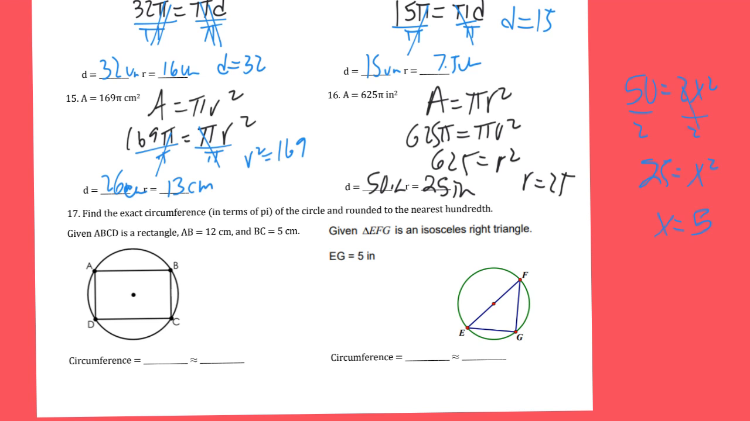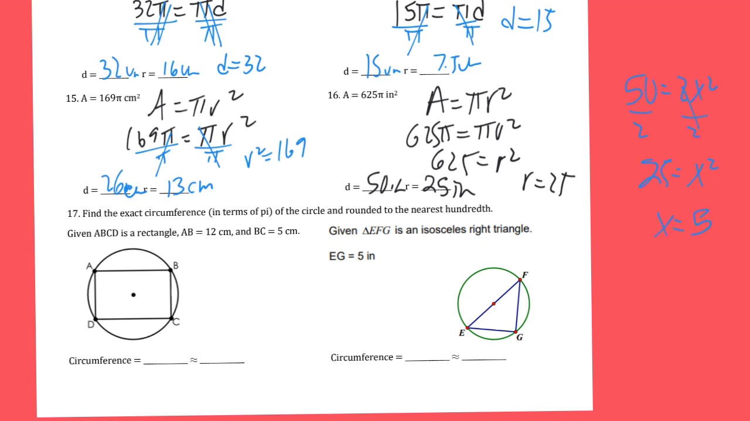Okay, so area equals pi r squared. 625 pi equals pi r squared, divide by pi. And so that gets rid of the pi on each side. And then you take the square root. The square root of 625 is 25. And then that's your radius. Double it to get to your diameter. We're going to deal with the hypotenuse in this one.